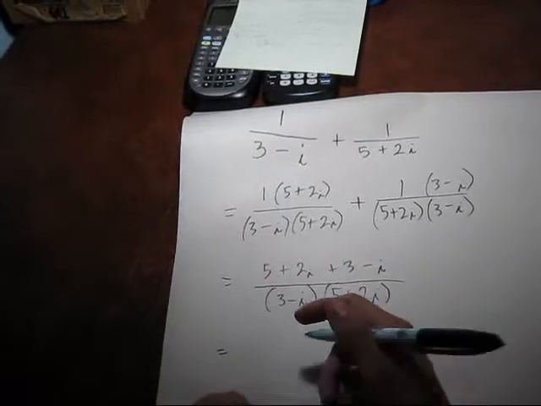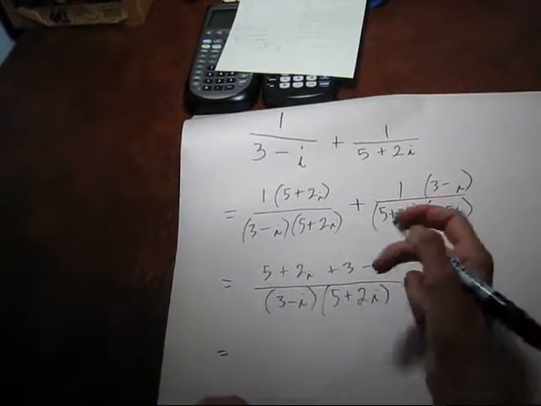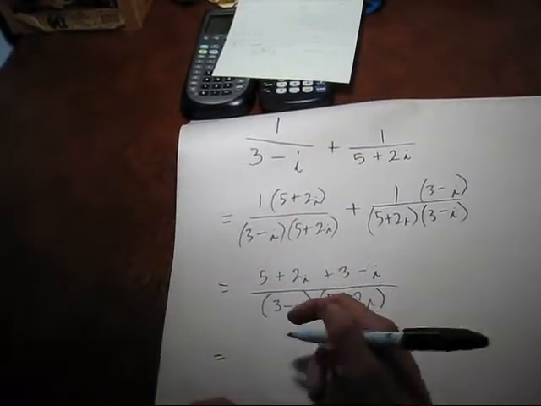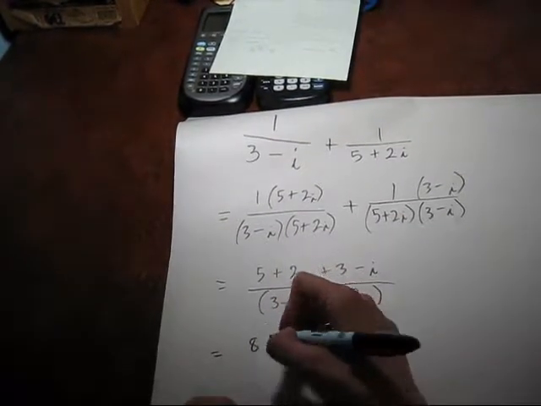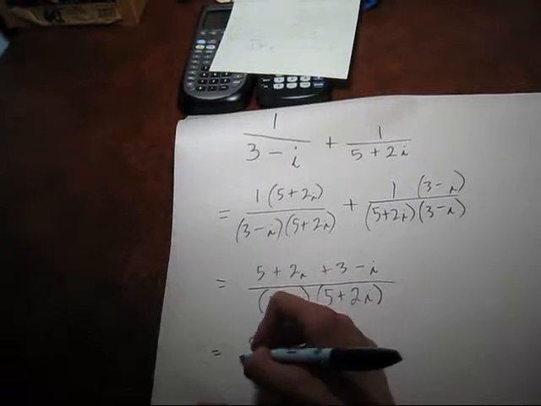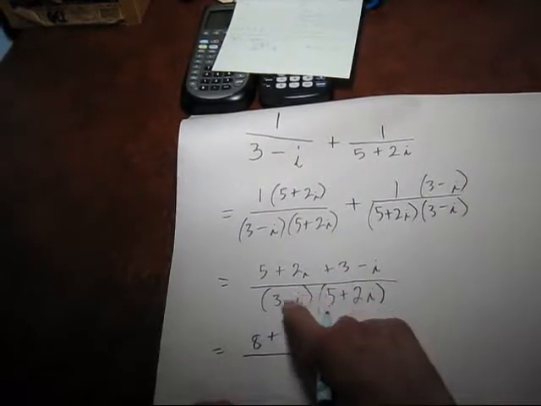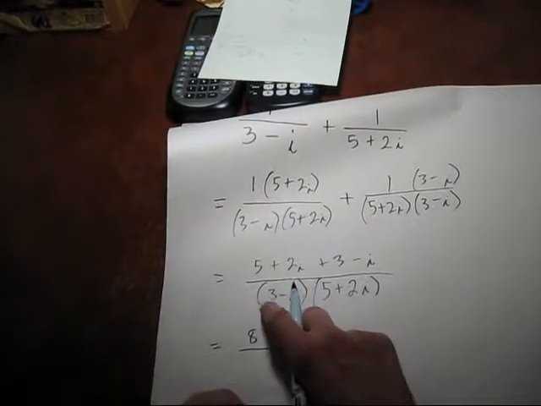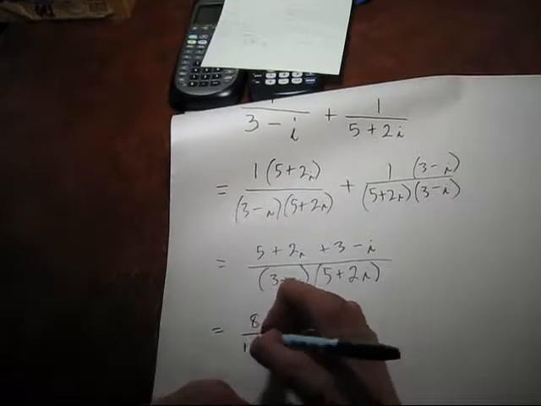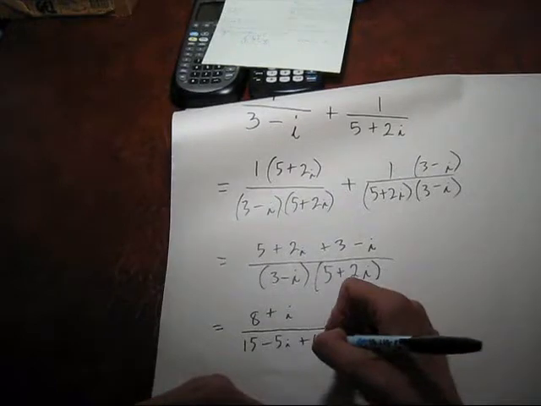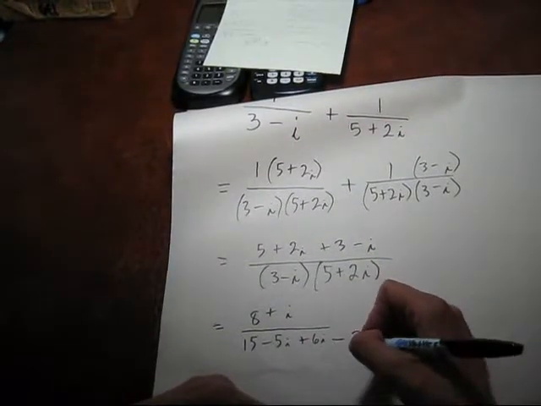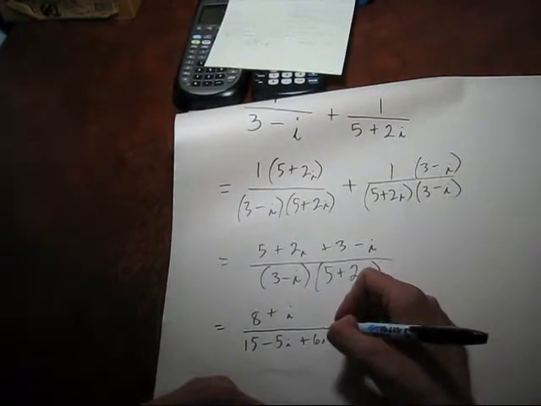Our constants, I guess these are constants too, but the real numbers, we'll have an 8, and then 2i minus i, just plus i. In our denominator, we want to FOIL those out. We're going to have a 15 minus 5i plus 6i minus 2i squared.